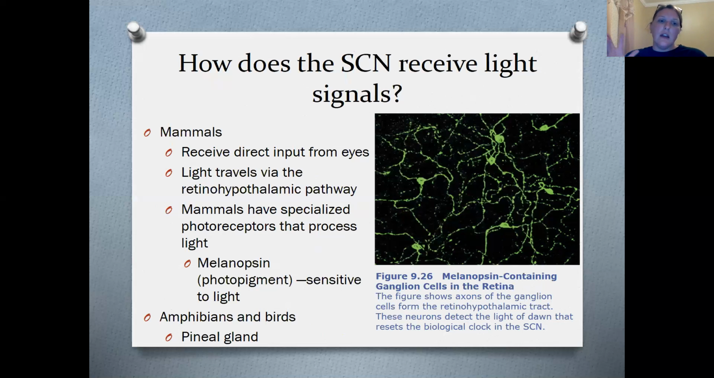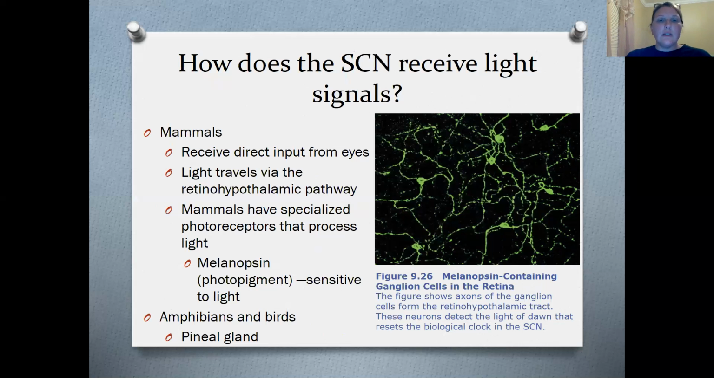In mammals and in amphibians and birds, it's a little bit different. So mammals receive input directly through the eyes. It travels the retinohypothalamic pathway. So, retino, think of the retina, and hypothalamic, the hypothalamus, and it follows that pathway into the brain to process.